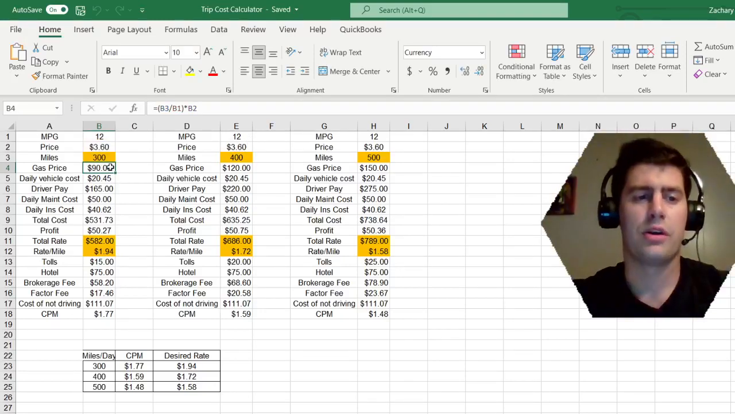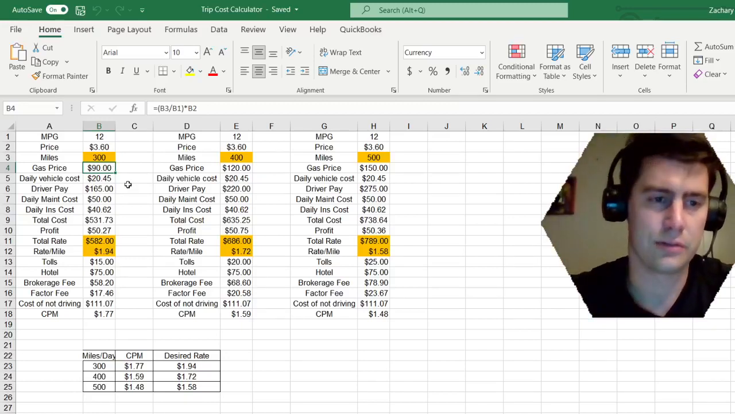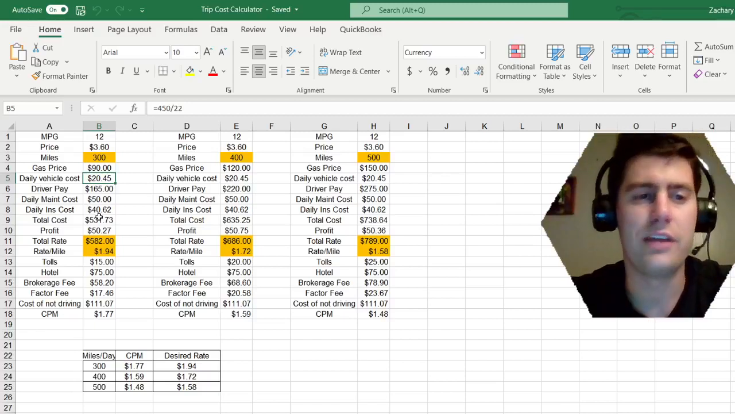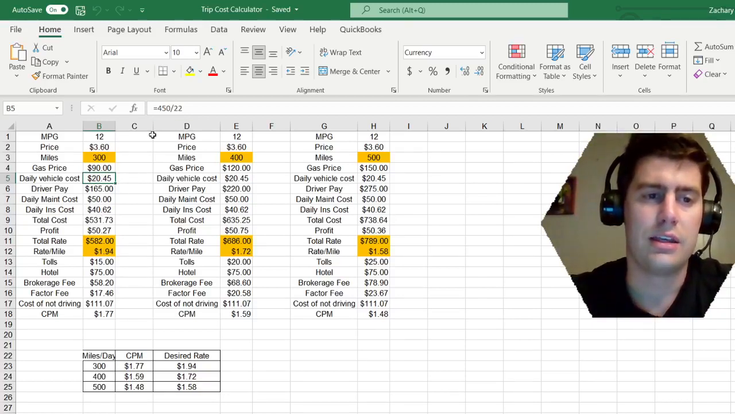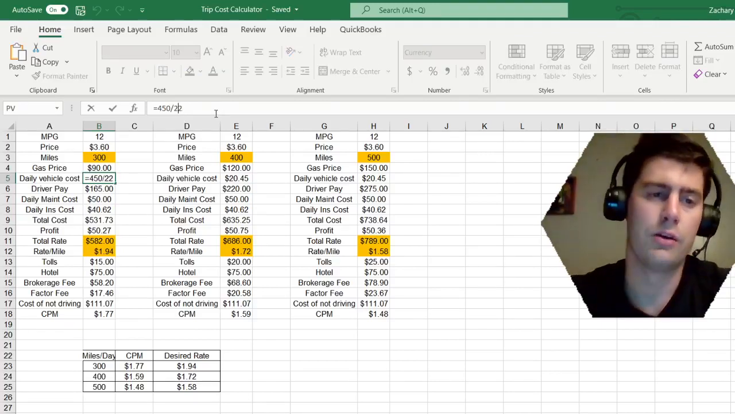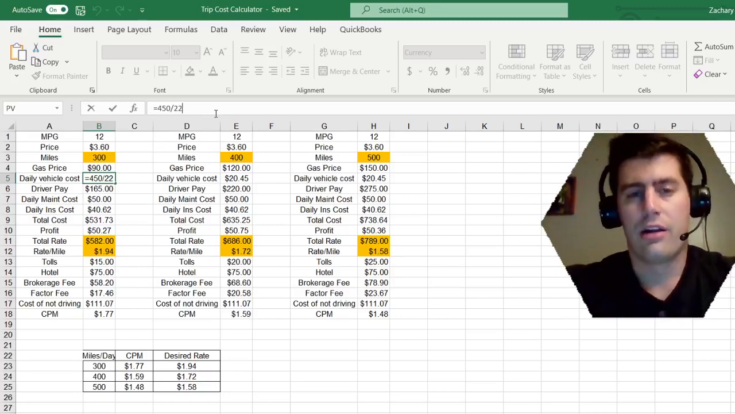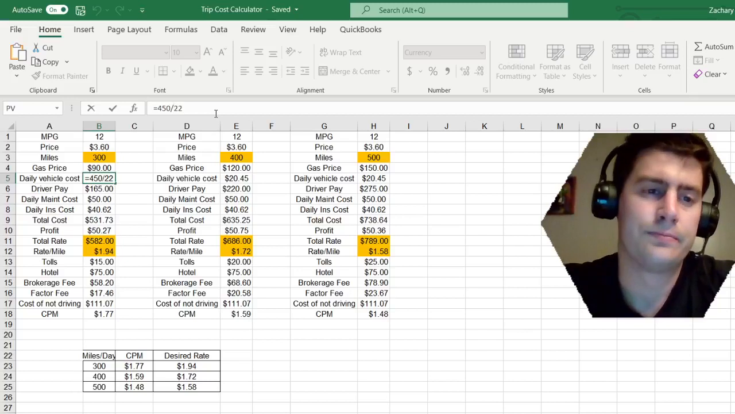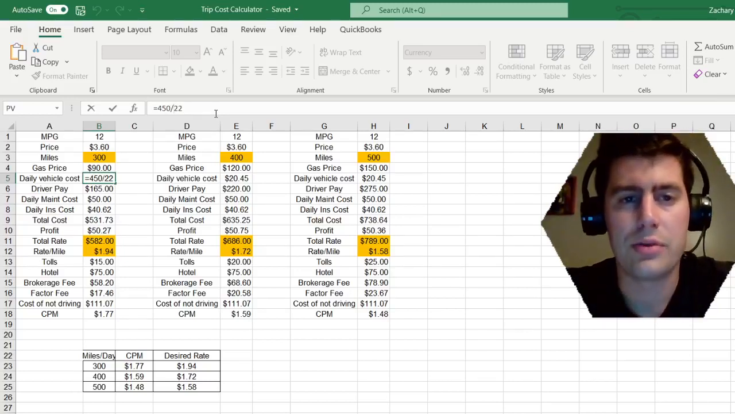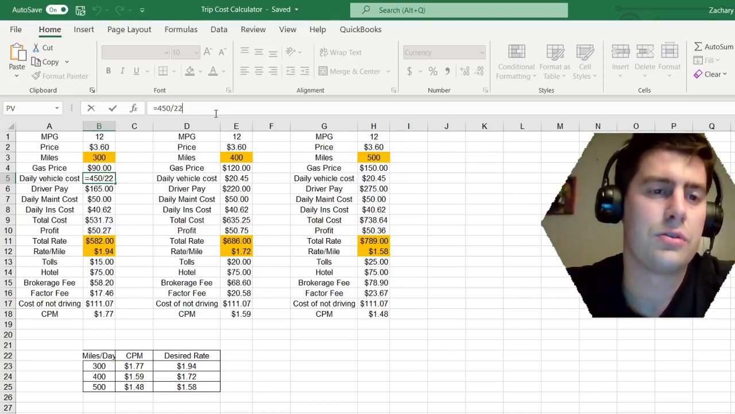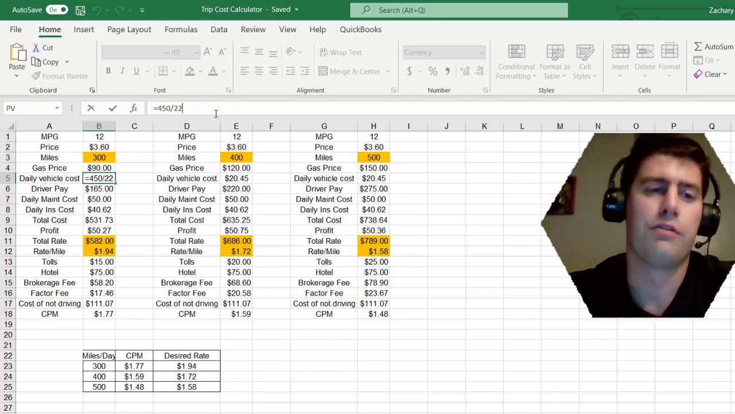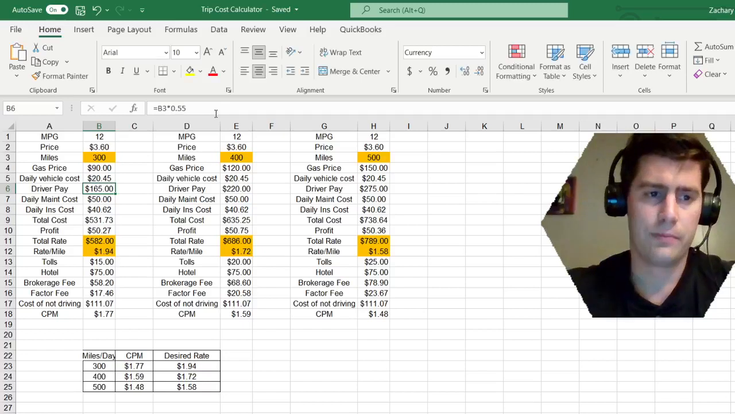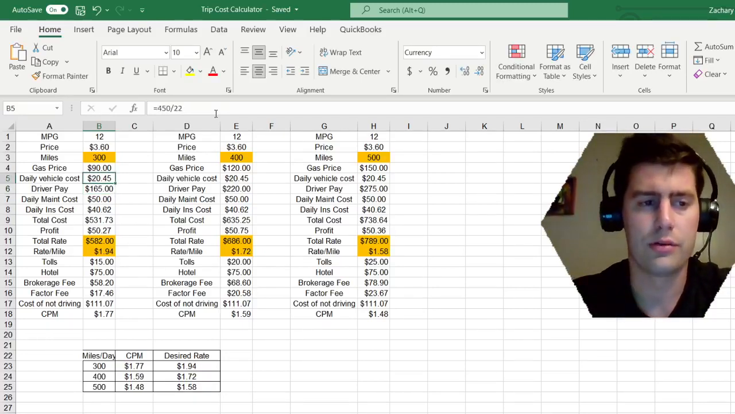So right off the bat, I know if I'm driving 300 miles today, I'm going to spend about $90 on diesel. Second, I have my vehicle cost. I purchased my box truck, but I have a loan for it. I took my monthly loan payment, which is $450, and divided it by 22, because I only operate Monday through Friday. I got the number 22 by taking 52 weeks times 5 days a week divided by 12 months. So I'm driving 22 days per month on average. 450 divided by 22 gets me $20 per day for the cost of my vehicle.